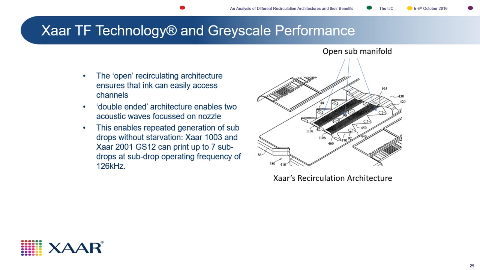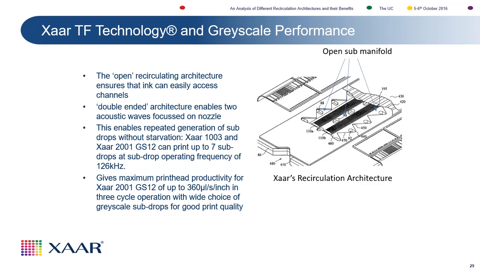And this is operating at very fast frequencies, so you're generating the subdrops at 126 kilohertz for a 1001 printhead. So it's operating very fast. We talked about single cycle and 3 cycle and some of the limitations in productivity. This overcomes some of those limitations. And basically that enables us to give, for the 2001 JS12, I know it's a number, but you can compare it with other products, 360 microliters per second per inch. So quite a really high productivity printhead.